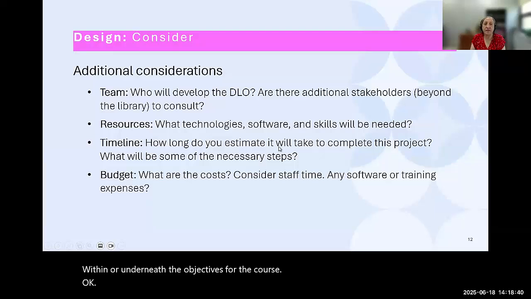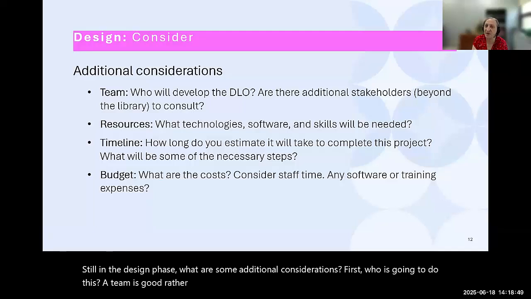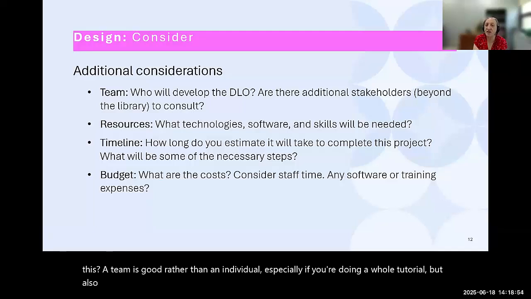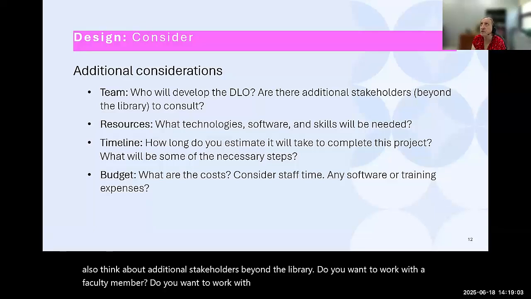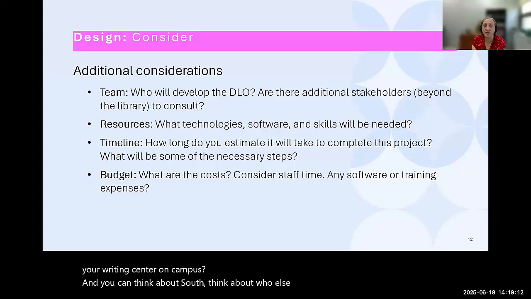Still in the design phase, what are some additional considerations? Well, first, who is going to do this? A team is good rather than an individual, especially if you're doing a whole tutorial. But also think about additional stakeholders beyond the library. Do you want to work with a faculty member? Do you want to work with your academic support and tutoring center or your writing center on campus? And think about who else needs to be involved in the development.